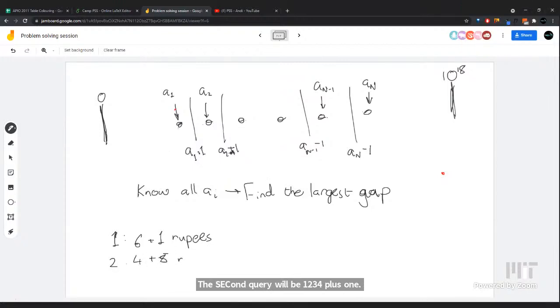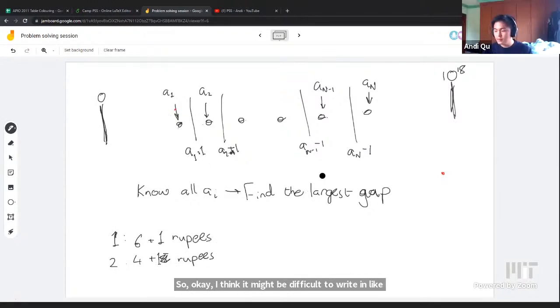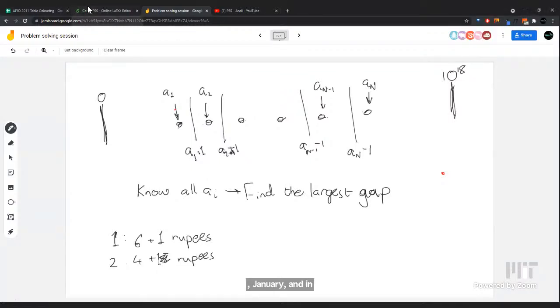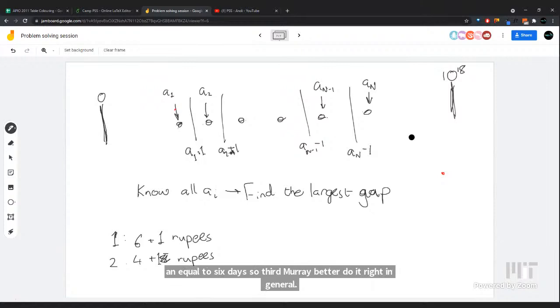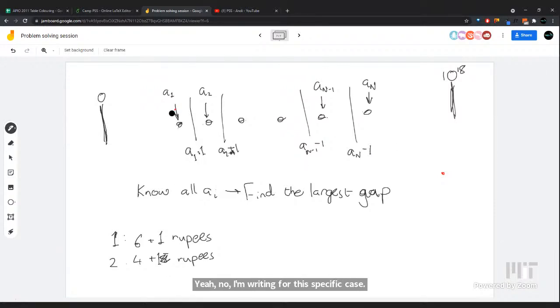I think it might be better if you were to write in general n terms. You are writing for the special case of n equal to 6, right? Yeah, I'm writing for the specific case. No, let's first understand the special case only.